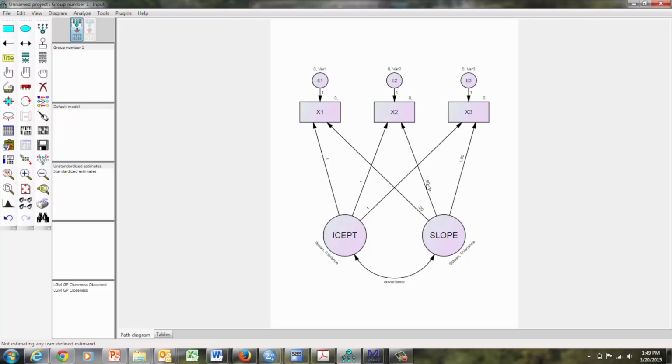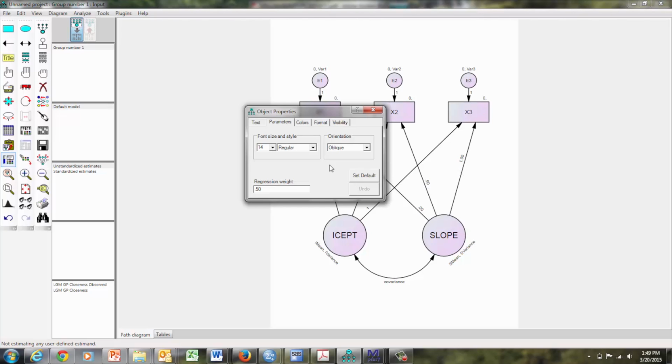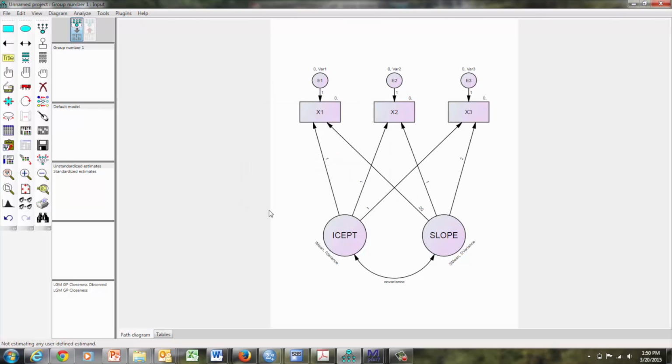Now, Amos has automatically set this at 0, 0.5, and 1. Now my data were collected across 3 years, so I'm going to call it 0, 1, and 2. Okay, and now I also need to bring in the variables.